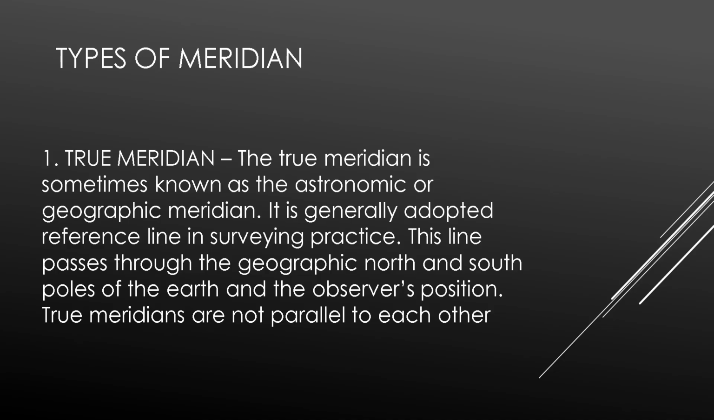orientation of survey lines. One important characteristic of true meridians is that they are not parallel to one another. Instead, they gradually converge toward the north and south poles. This is because all true meridians ultimately meet at the geographic poles. In surveying, understanding the true meridian is important because it provides a basis for determining the true bearing or direction of a line with respect to geographic north.